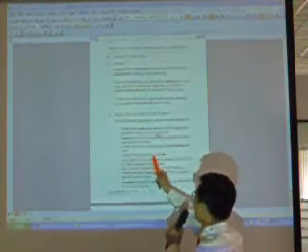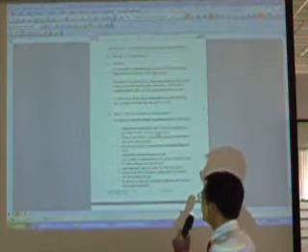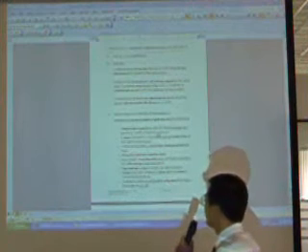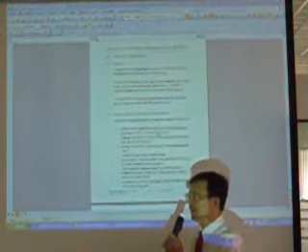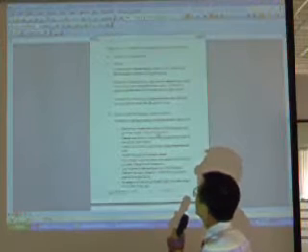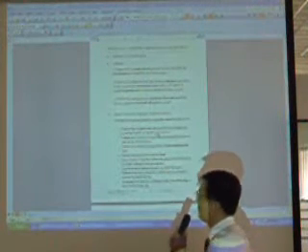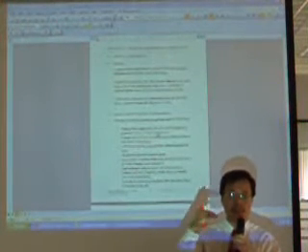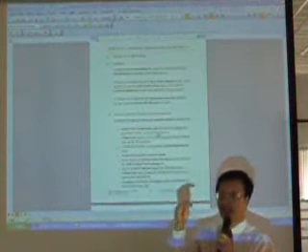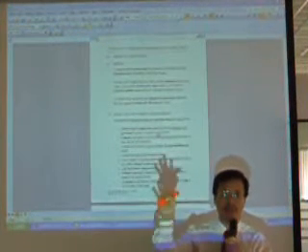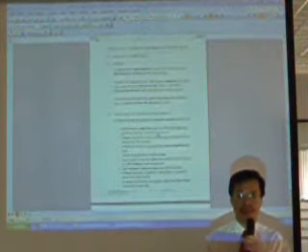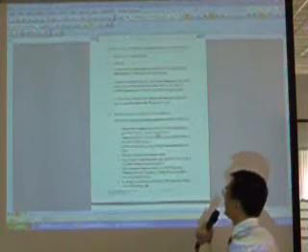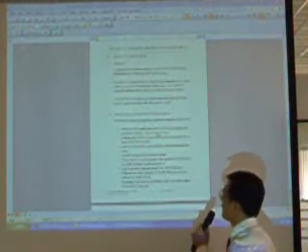Sediment basin must not be located in a stream. This is another criteria for installation of sediment basin. You must not put it in a stream. Why? Because if you put in a stream and there's a heavy downpour, there's a lot of flow, it will wash out the sediment basin. All the sediment will be washed downstream. So that defeats the purpose of having a sediment basin in the first place.